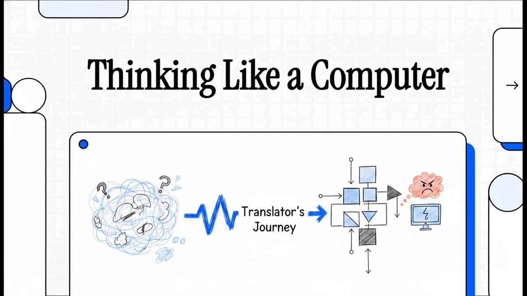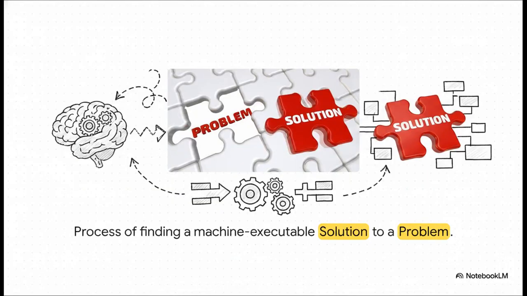So today, we're going on a journey, the translator's journey. We're going to explore the core challenge of bridging the massive gap between our messy, natural human intelligence and the highly literal, step-by-step logic of a computer. Think about it. On one side, we have our human intention. That's the problem we want to solve. On the other side, we have the solution that a machine can actually execute. And that gap in the middle?